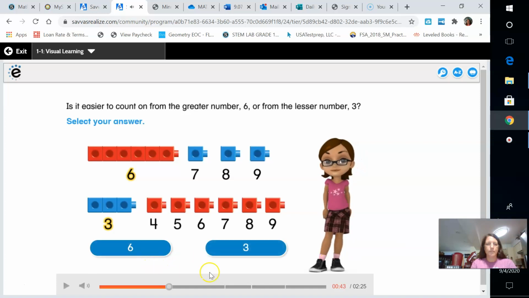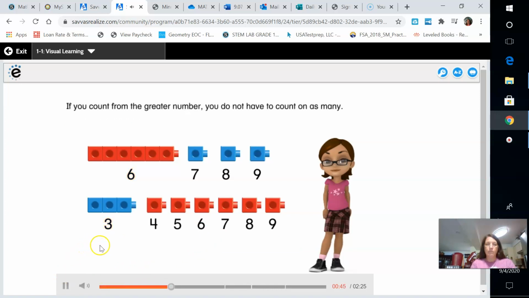Select your answer. Well, what do you think? I always told you to circle the big number or put the big number in your head and then count up, right? Because you have fewer numbers to count up, fewer times to make a mistake. So 6, 7, 8, 9 is easier than doing 3, 4, 5, 6, 7, 8, 9. So I would say put the big number in your head and then count up. If you count from the greater number, you do not have to count on as many. Counting on from the greater number is easier.